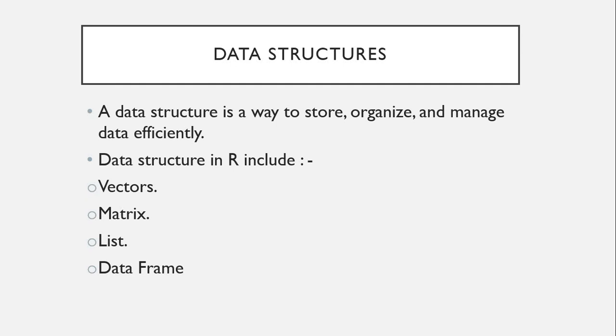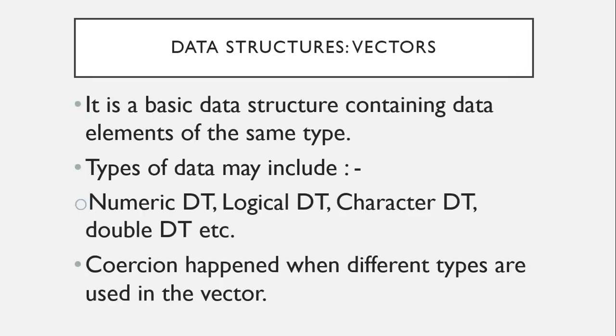Some of the data structures that are available in R are vectors, matrices, lists, data frames, and many others, as we're going to see later. So how do we create vectors? Let us start with the first data structure, which is the vector. So what is a vector? A vector is a basic data structure containing data elements of the same type.